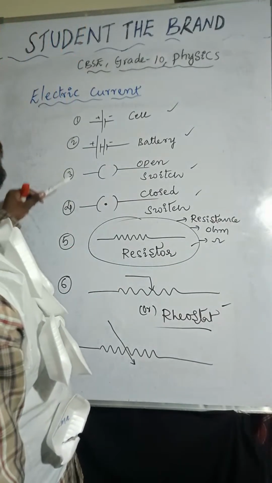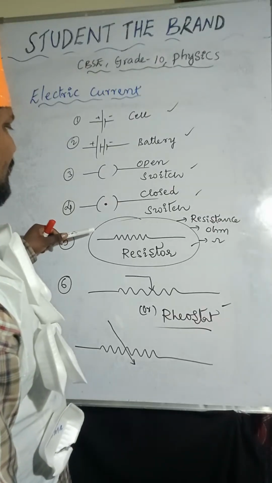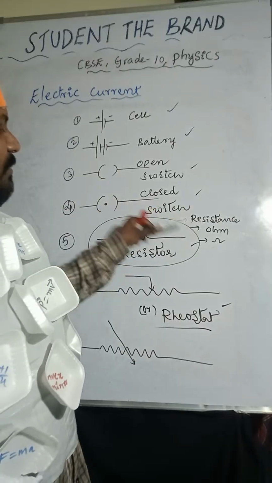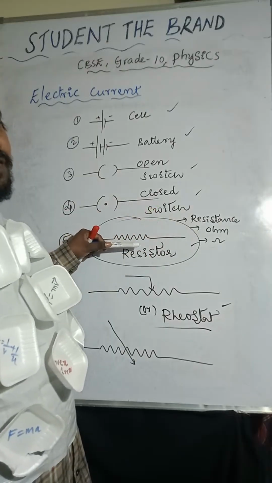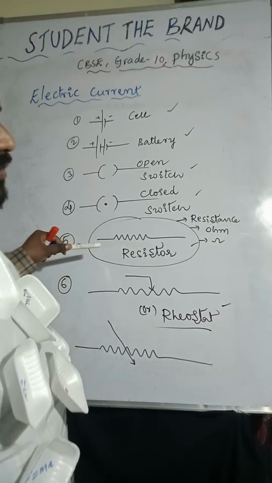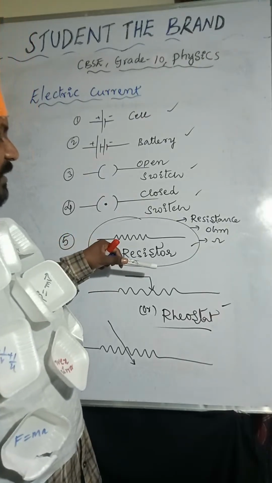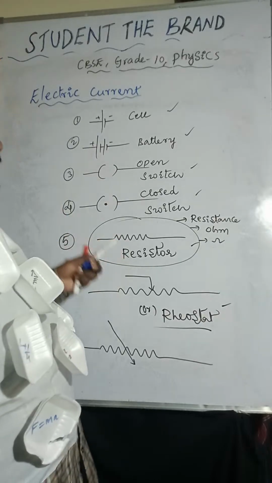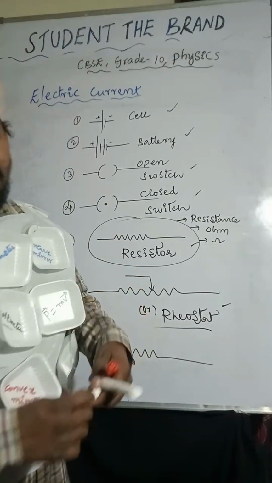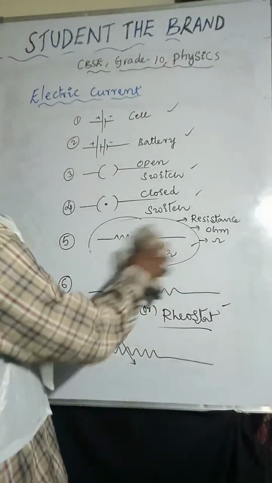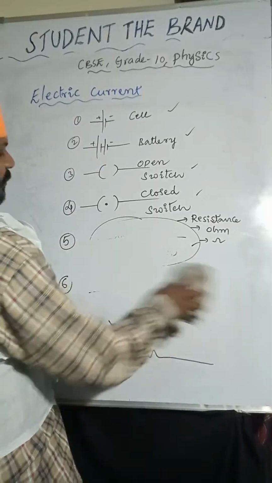Cell, battery, open switch, closed switch. Resistance is the phenomenon of opposing the electric current. SI unit of resistance is ohm. Resistor is a device which is used to oppose the electric current in the circuit. And coming to the rheostat, you alter the current by connecting it. So this is about electric current. And next one, ammeter, voltmeter.